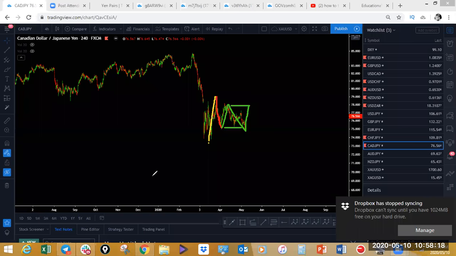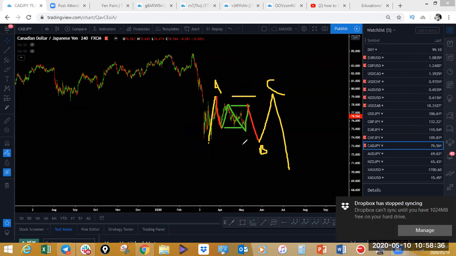So that means we're expecting CAD Yen to continue higher in the next coming session to at least that level. And we'll expect a pullback here and another move here and continuation to the downside. So what we'll have here is an ABC structure. So that is here, the corrective structure that we'll be looking for.